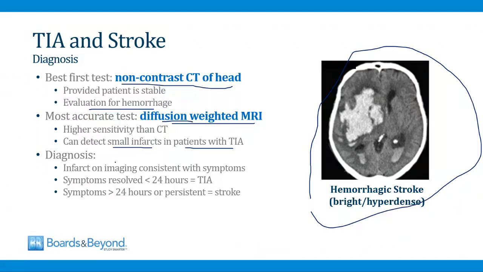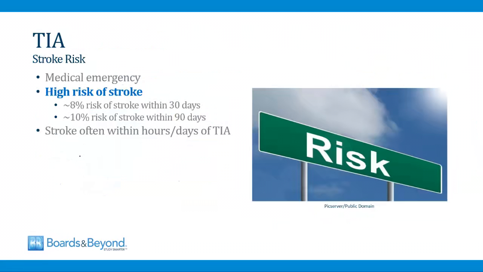So the way you make a diagnosis of TIA or stroke is to find an infarct on imaging consistent with symptoms. If symptoms resolve in less than 24 hours, we call that a TIA. If symptoms last 24 hours or longer or persist, we call that a stroke. Let's focus on TIA now and talk about stroke risk.